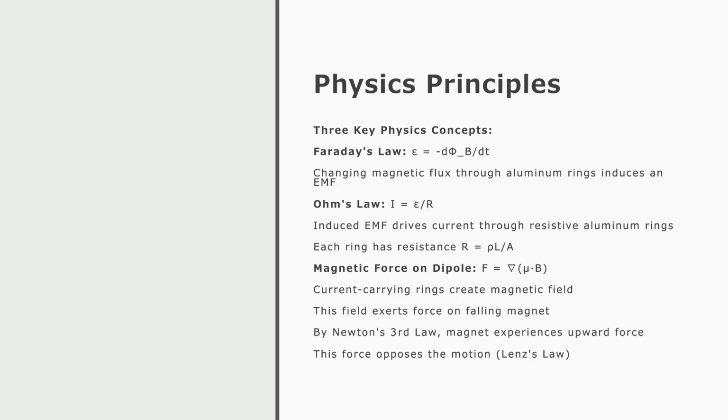And then the current carrying rings create magnetic fields. And specifically, these magnetic fields have a force. And so the magnetic force on a dipole is equal to the gradient of mu dot B, B being the magnetic field. And by Newton's third law, magnets experience upward force. This force opposes the motion, Lenz's law.